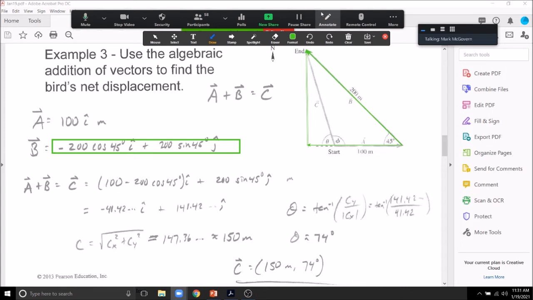Okay, now in this particular example here, the way the angle was defined, 45 degrees, the i hat component, or the x component, got the cosine, and the j hat got the sine. That's not always going to be the case. Depending on how your angle is defined, it's possible that the i hat gets the sine function.